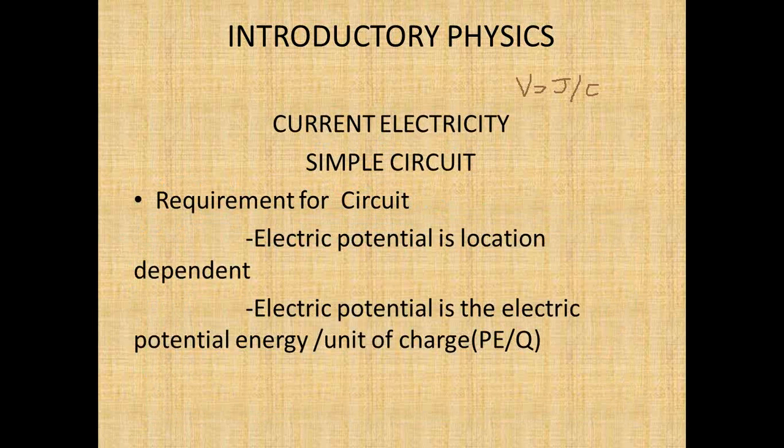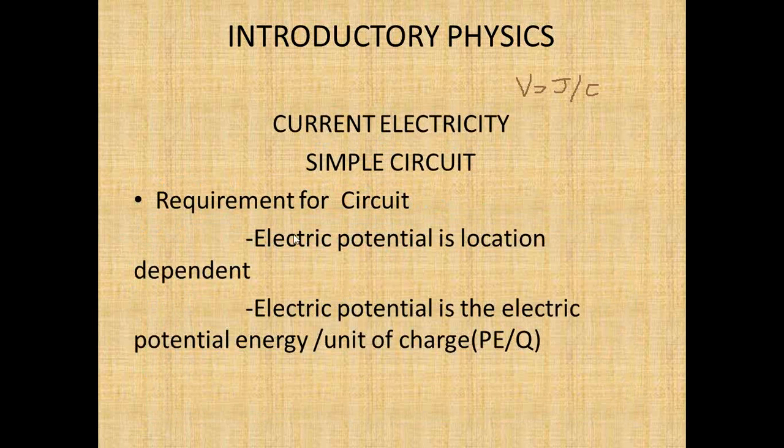What are the requirements for a circuit? What do you need for an electric circuit? You need electric potential difference. And what's going to give you that electric potential difference is your battery or your energy source. And then you need a complete loop of conductor, usually wires. So you need a complete loop of electric wires, and you need a battery source or an energy source.